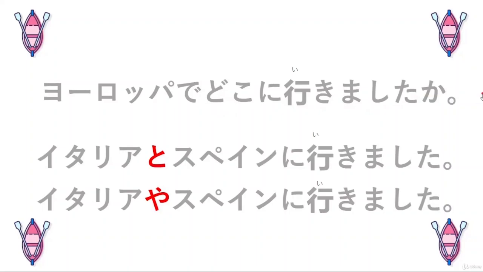And there are two ways to answer this question. イタリアとスペインに行きました。I went to Italy and Spain. This is the first way to answer it. The second way to answer it is イタリアやスペインに行きました。And in English it would also mean I went to Italy and Spain. No difference, again. But in Japanese there's a slight difference.